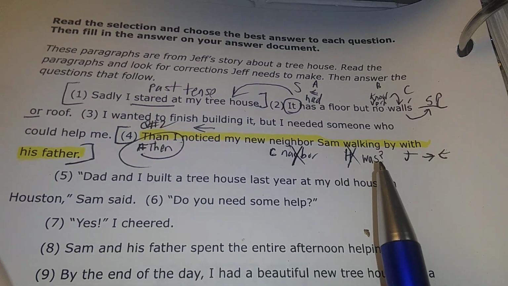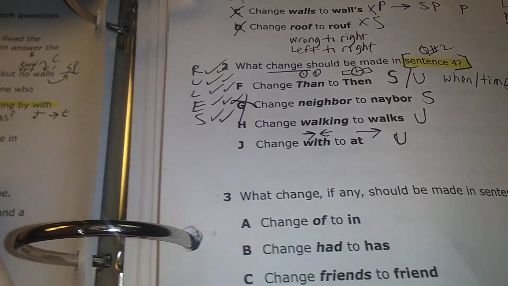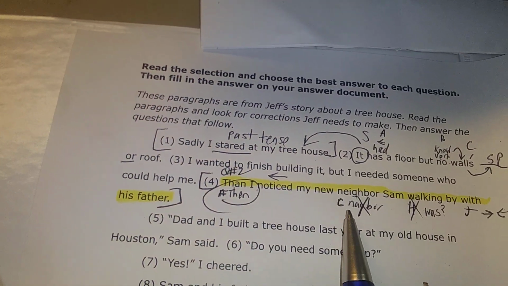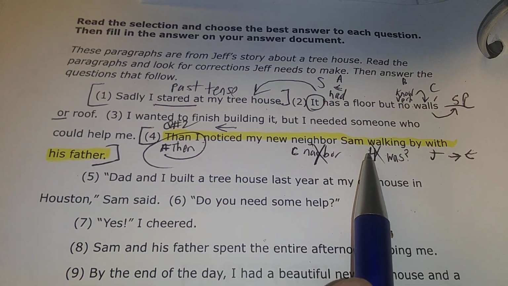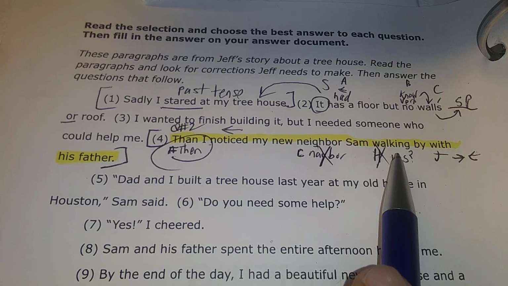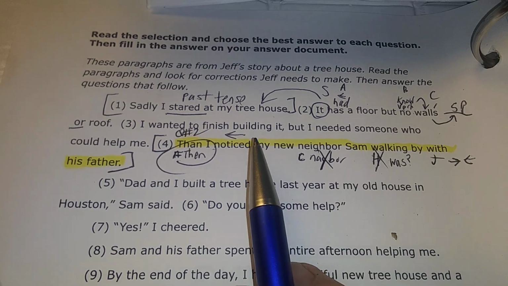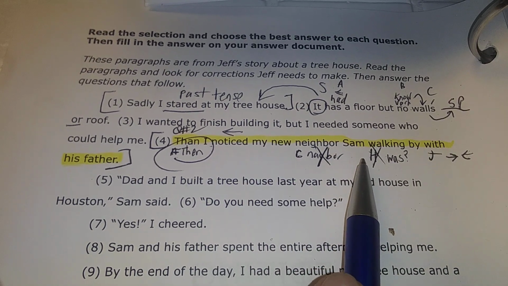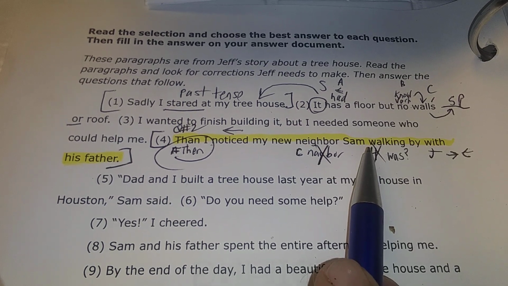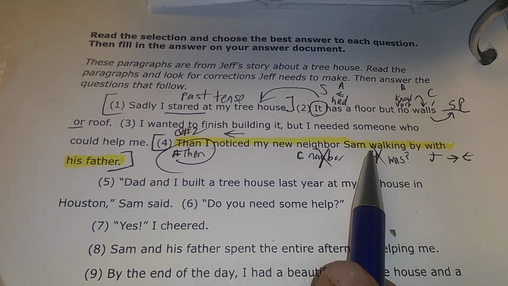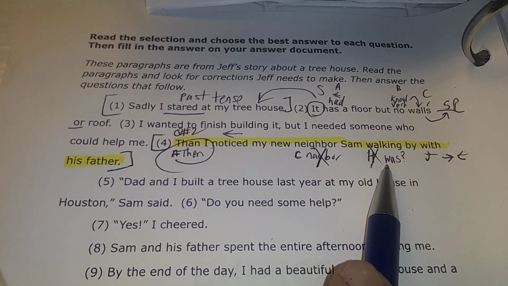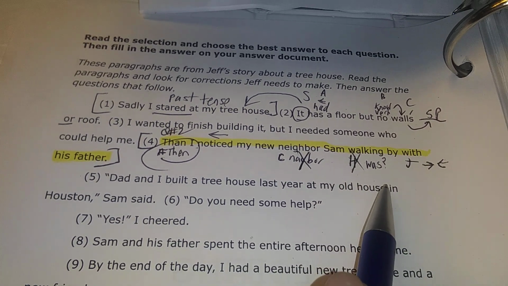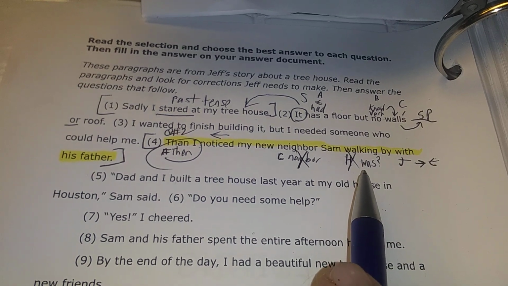then there's nothing wrong. Because watch, if you say what letter H said, walks, my new neighbor walks by, I noticed, past tense. My new neighbor walks by, that's present tense, and we know that we need to be in past tense. So when you do a check, you can say was walking by, or is walking by, or in this case it was past tense, so was walking by does work. So we don't need to change that.